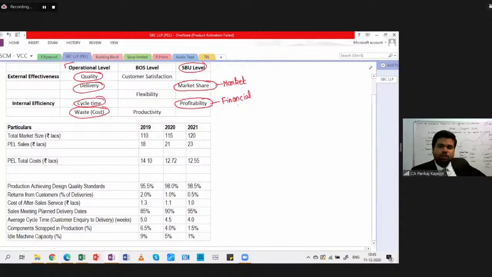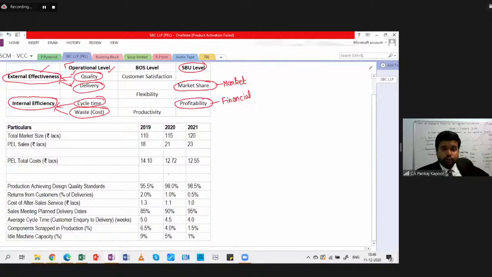Agreed? Now start doing computation along with me. Firstly we'll see the operational level performances, because he asked us to do what? He asked us to tell whether the external effectiveness is there or not, whether the internal efficiency is there or not. How do we come to know that external effectiveness is there? If the quality is improving and the delivery process is improving, then external effectiveness is there. Otherwise, external effectiveness is not there. If the cycle time is reduced and waste is reduced, then internal efficiency is there. Otherwise, internal efficiency is not there.